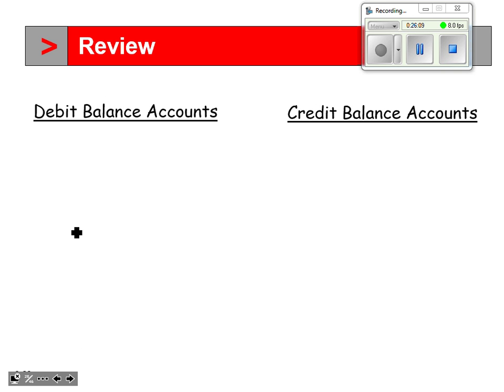Debit and credit do not equal plus and minus. It depends on what side of the T they're on. Debit, balance accounts, so where the star is. Credit, balance accounts, where the star is. If the star is there, that's meaning the increase side.